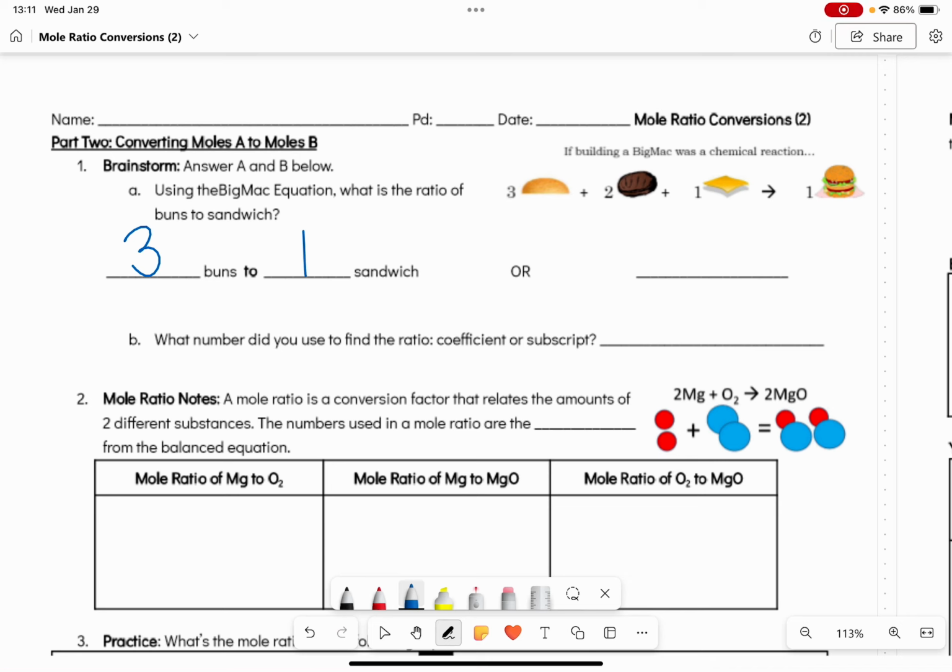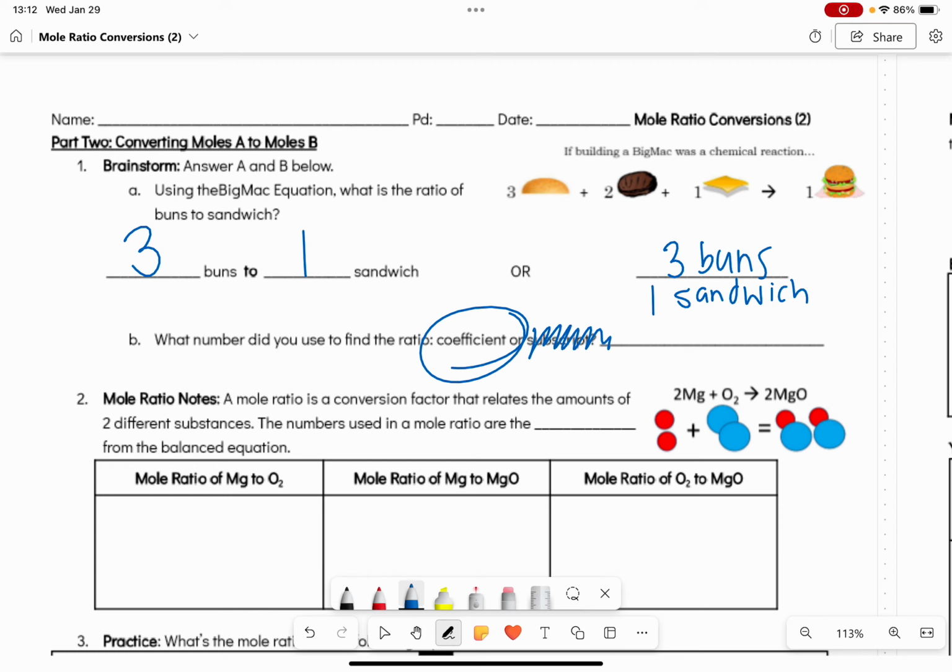Or if we were to write it in a fraction, we would do 3 buns up top and 1 sandwich on the bottom. The number that we use to find the ratio of buns to sandwiches, that was our coefficient. We did not use our subscript.